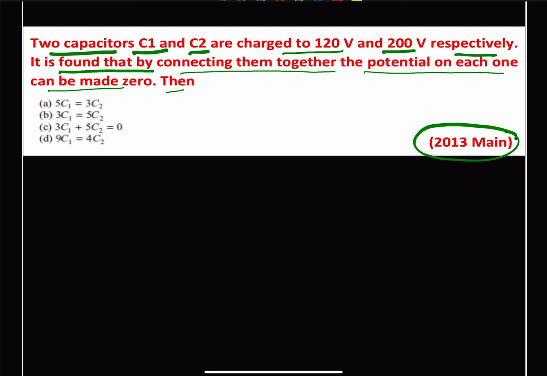So we can just draw an approximate figure. This is our C1, and it is charged to 120 volt, and then we have our C2, it is charged to 200 volt, and therefore we can say the charge on them.